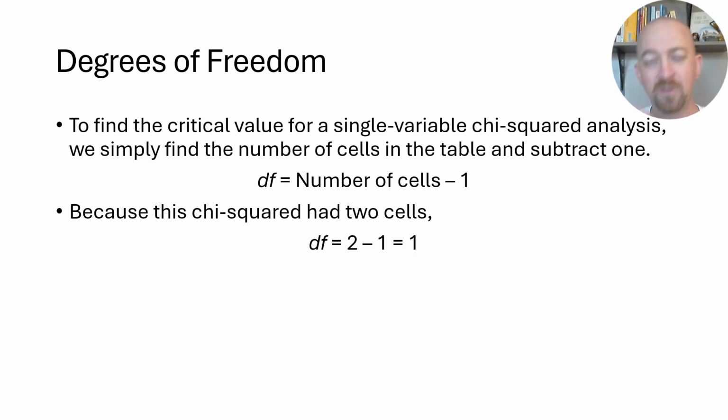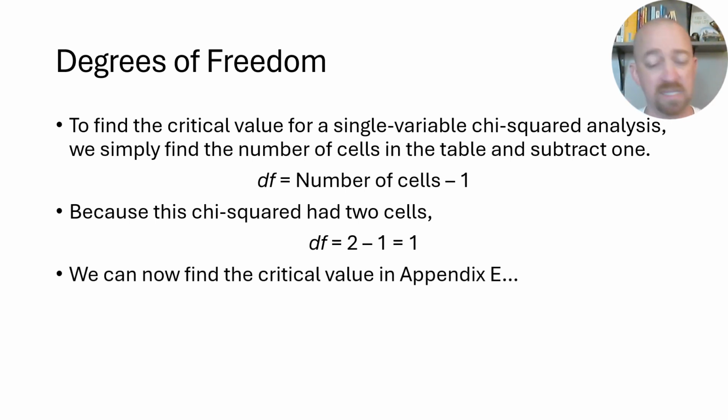In other words, as long as the parameters of the cells are set, we needed to know the value of only one of the cells to know the value of the other. For example, we knew that there were 28 observations, and so we needed to know only the value of one cell to know what the value of the other cell must have been. Okay. Now that we have the degrees of freedom, we have 1 degree of freedom for this particular chi-squared analysis. We now look in Appendix E of the textbook.